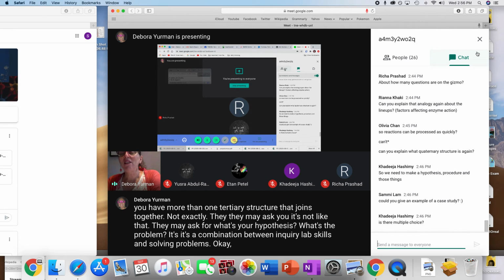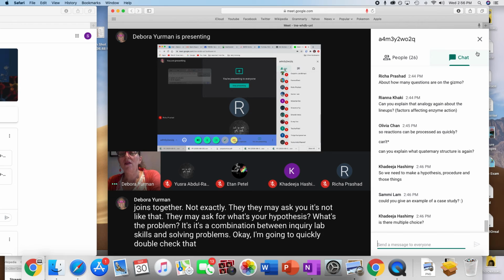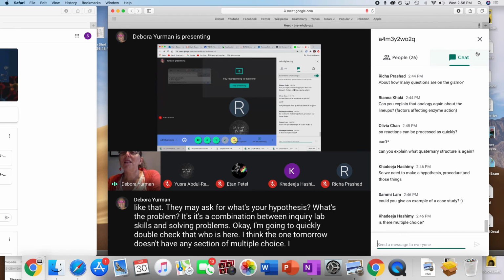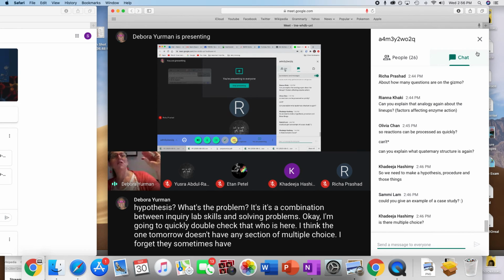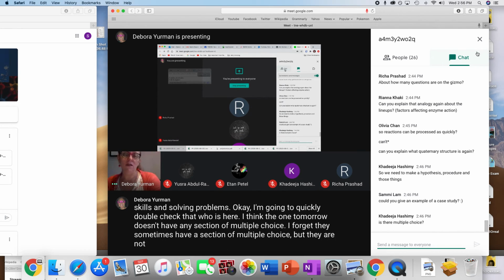It's a combination between inquiry, lab skills, and solving problems. Okay, I'm going to quickly double check who is here. I think the one tomorrow doesn't have any section of multiple choice. I forget. They sometimes have a section of multiple choice, but they are not like the gizmos at all. They're different.